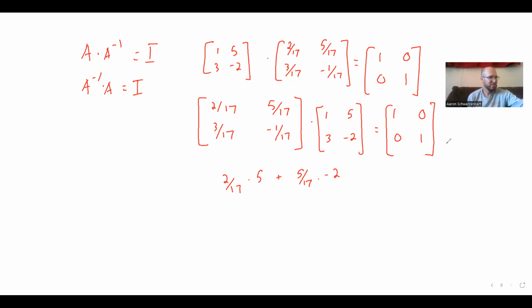Okay, a singular matrix means the determinant is 0.